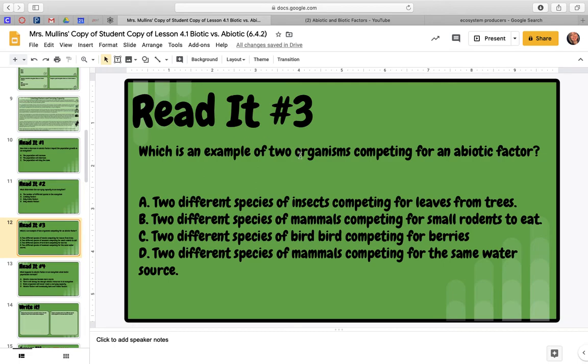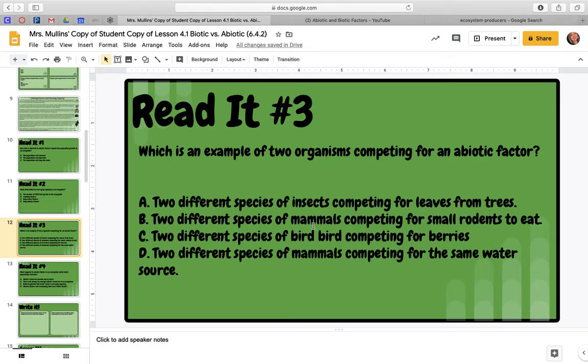So what is an example of two organisms competing for an abiotic factor? So two biotic things competing for an abiotic. So let's look through. Two different species of insects competing for leaves from trees. So two insects competing for leaves. Are leaves biotic or abiotic? Let's leave that there and look at the others.